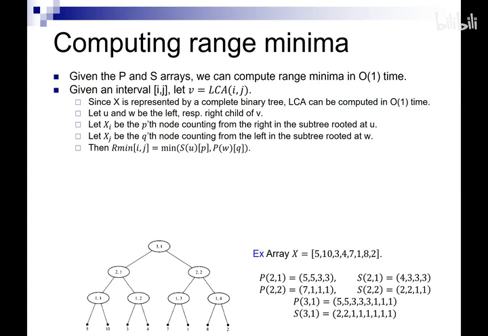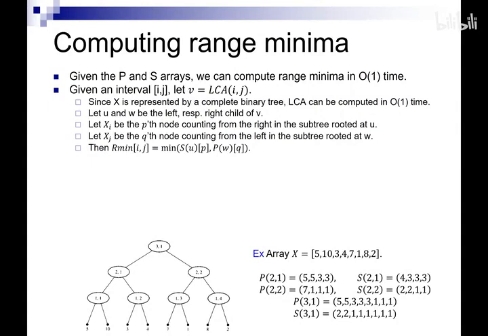And now the claim is that suppose we can compute these P and S arrays, then we can actually compute the range minima in constant time. So we're going to do some pre-processing in order to compute these P and S arrays for all of these nodes. Here I've listed the P and S arrays for all of the nodes, well, except for the bottom nodes. I've listed the P and S arrays for the 3, 1, 2, 1, and 2, 2 nodes, and assuming that we have the P and S arrays for all of the nodes, the claim is that we can actually compute the range minima in constant time.